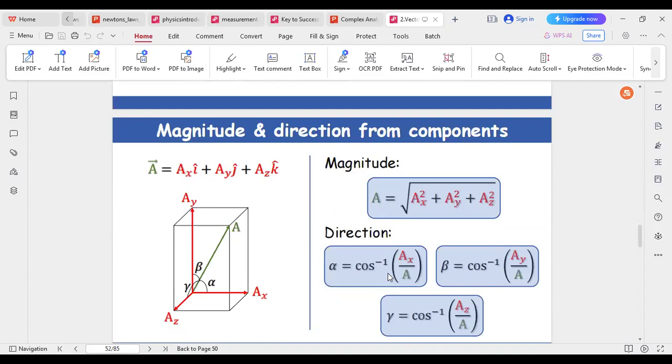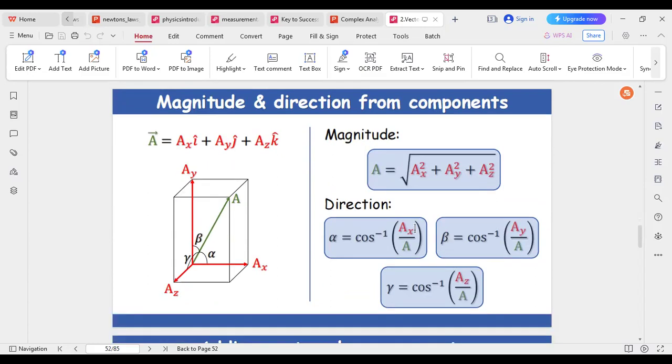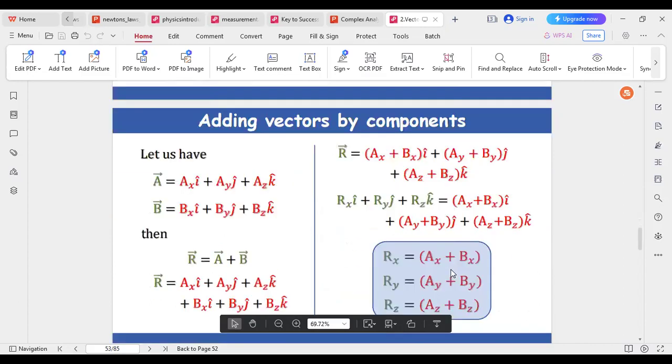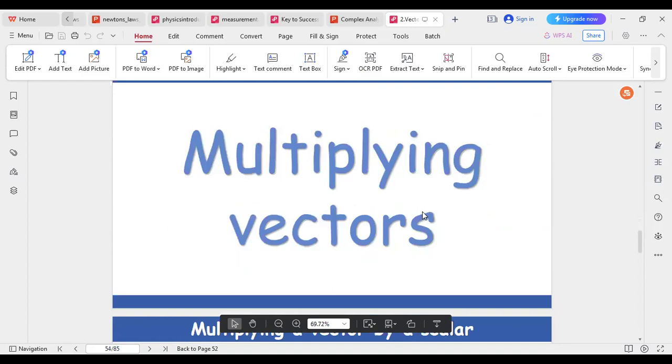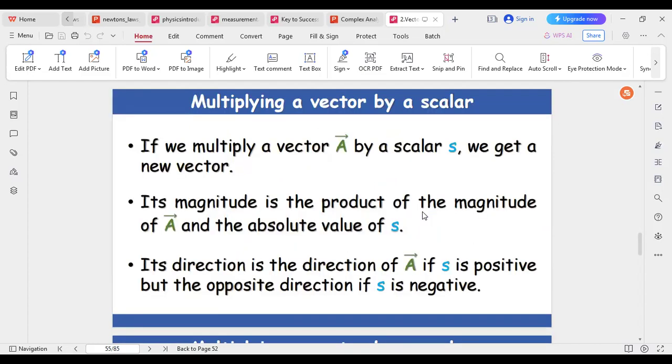Now, magnitude and direction from the components: you must know the magnitude can be represented as A vector equals the root of x square plus y square plus z square, and the directions will be this: alpha equals this, beta equals this, and gamma equals this. Now, adding vectors by components: you must know A vector and B vector, and the resultant R equals A vector plus B vector. Okay, just adding.